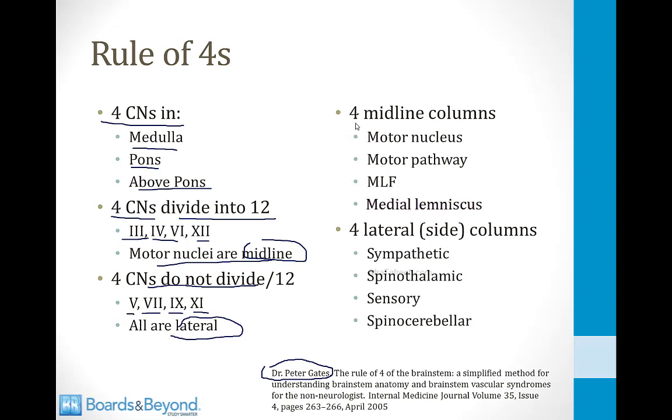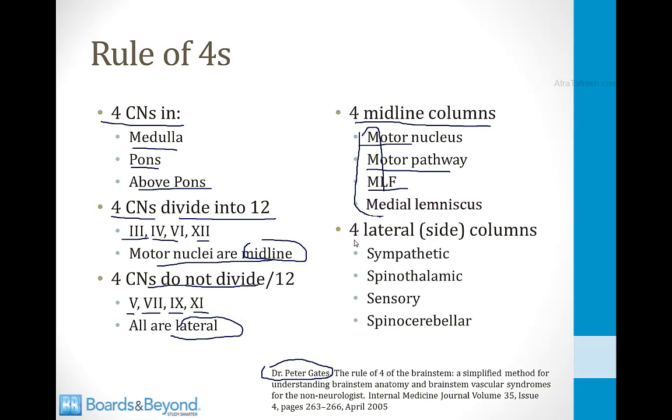He also says that there are 4 midline columns that all start with M. So the first one is the motor nucleus. We'll talk about that in a minute. The next is the motor pathway. That's the corticospinal tract. The medial longitudinal fasciculus is a midline structure, and the medial lemniscus is a midline structure. And all of these tracts and structures begin with the letter M to remind you that they're midline.